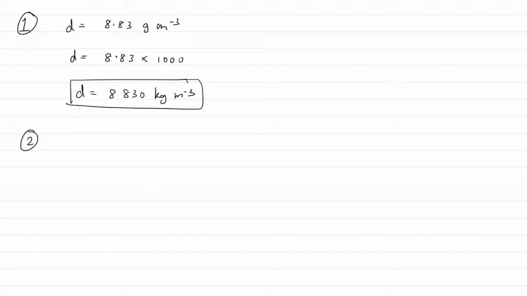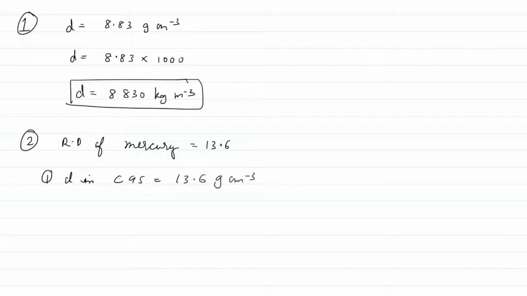Now in the second question, relative density of mercury is given. So RD of mercury is 13.6. Therefore, the density in CGS unit, we have just done this, is 13.6 gram per centimeter cube, and density in SI will be 13.6 into 1000 kg per meter cube.